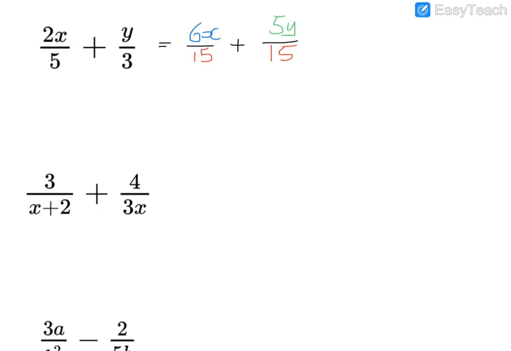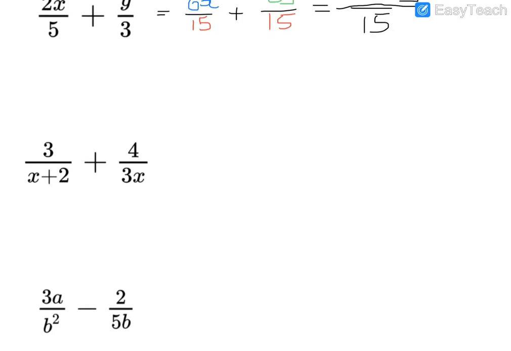Now, when I add these together, the denominator stays the same. They're both 15, so it stays as 15 on the bottom there. And now my new numerator is going to be these added together. So 6x plus 5y. Maybe I should extend that fraction line there. Yours obviously will look a lot neater than mine. Good. Okay, let's look at the next one then.